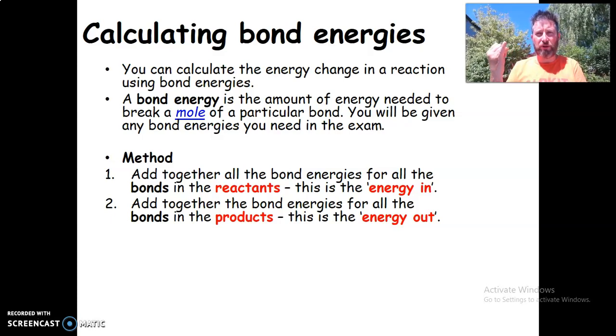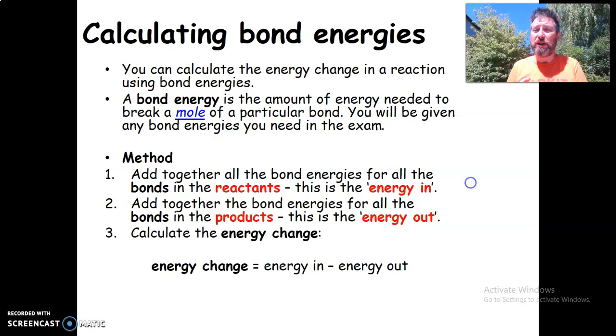Stage 1, bonds of the reactants, how many, and what's the number value of each bond. Step 2. Look at the number of bonds in the products. What's the energy of each bond? Add those together, that's energy out. Step 3, the change in energy is in minus out. The energy in minus the energy out.